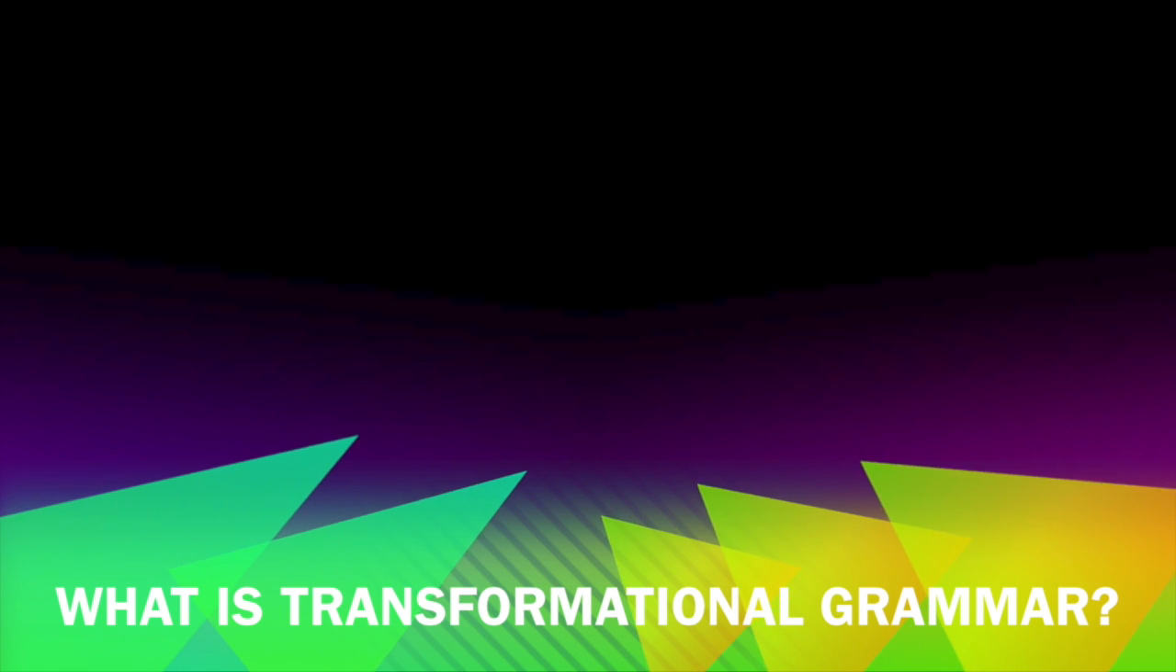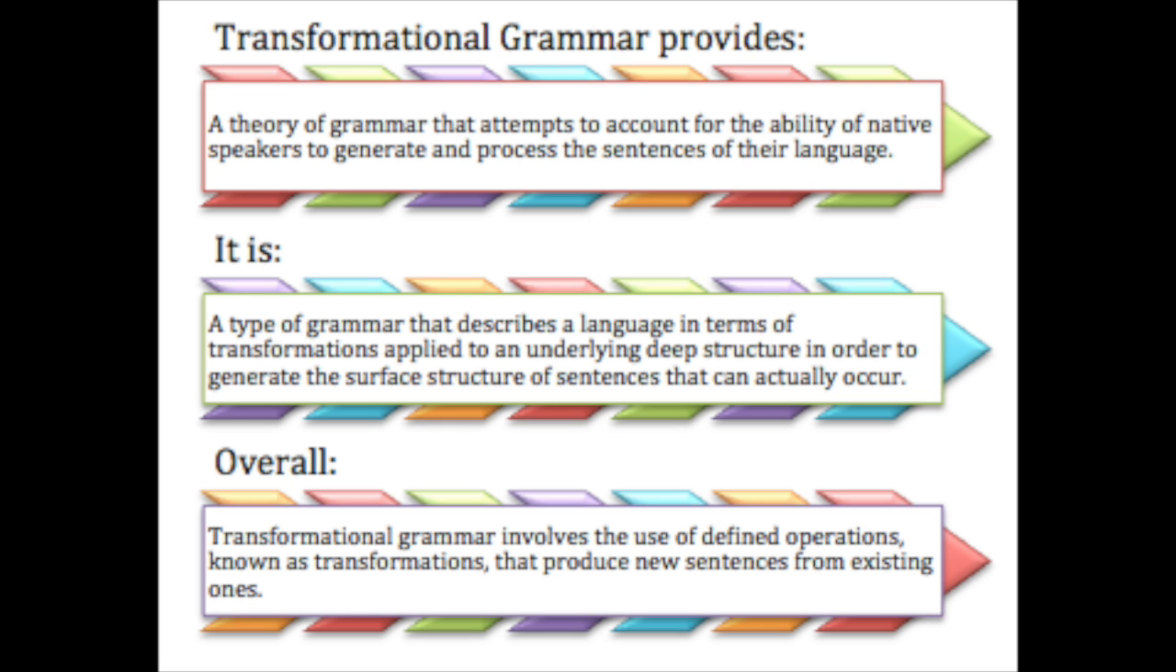What is transformational grammar? Transformational grammar provides a theory of grammar that attempts to account for the ability of native speakers to generate and process the sentences of their language. It is a type of grammar that describes a language in terms of transformations applied to an underlying deep structure in order to generate the surface structure of sentences that can actually occur. Overall, transformational grammar involves the use of defined operations known as transformations that produce new sentences from existing ones.